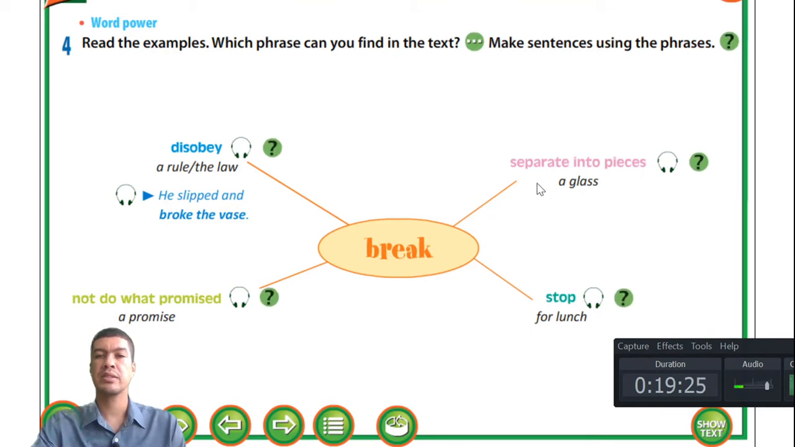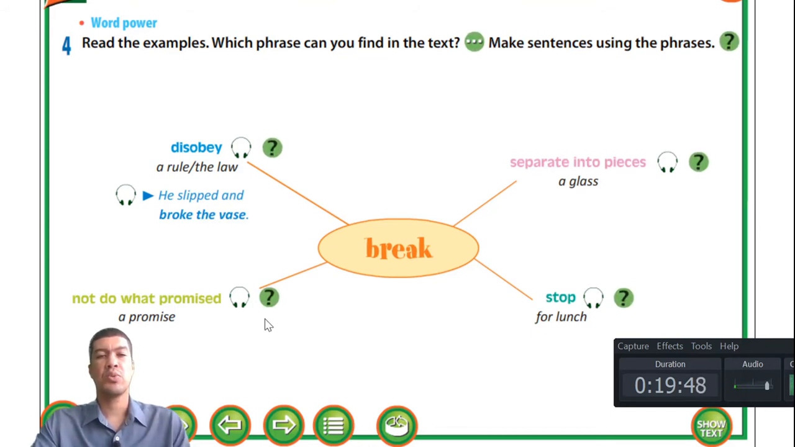To break, separate into pieces. How can we use the word break in this context? It means to break a glass that has shattered into different pieces. So here you can see how this word can be used in different forms. Okay, next one. I never break a promise.